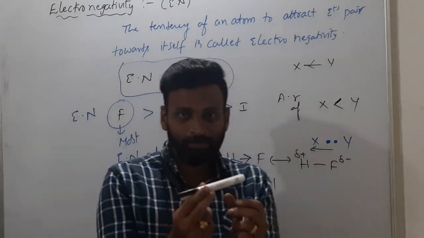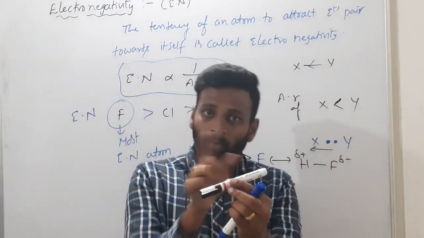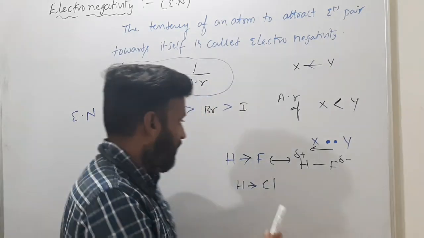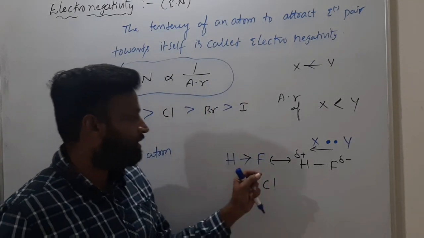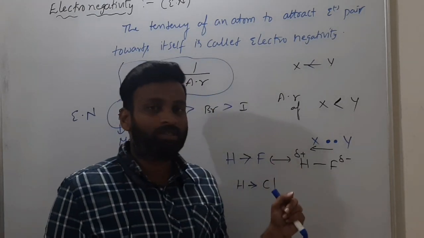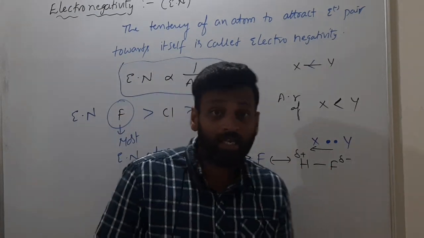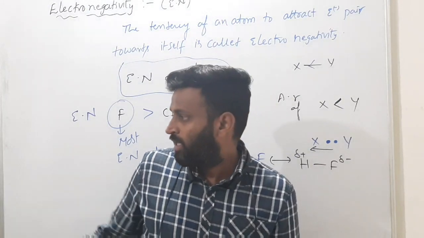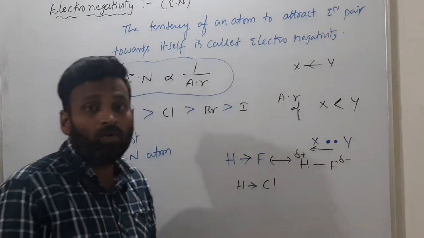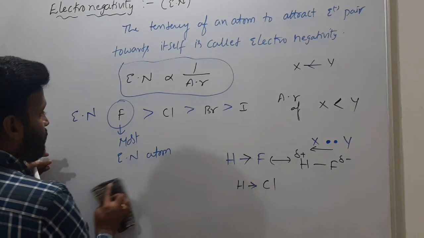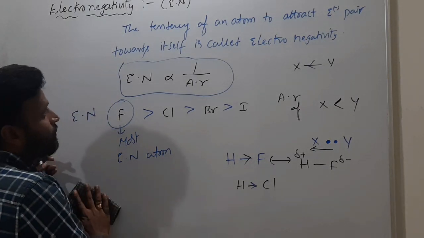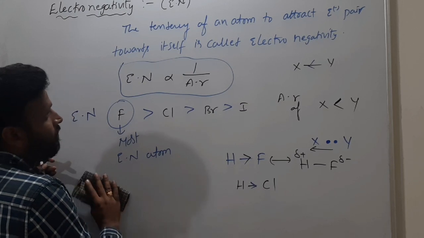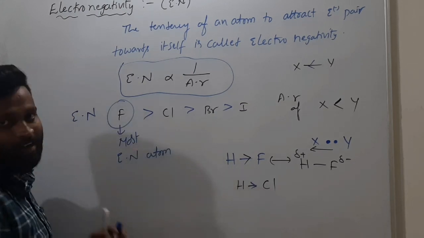The one taking somewhat extra. Both are sharing, actually. Both are eating that chocolate. Like that, both hydrogen and fluorine are sharing this electron pair, but fluorine takes more. So these are about electronegativity values, and how to identify them. Who has more? Fluorine has more.